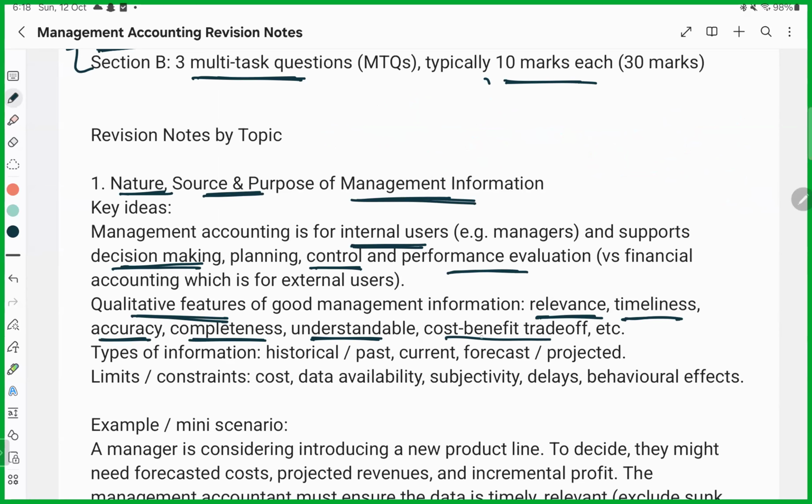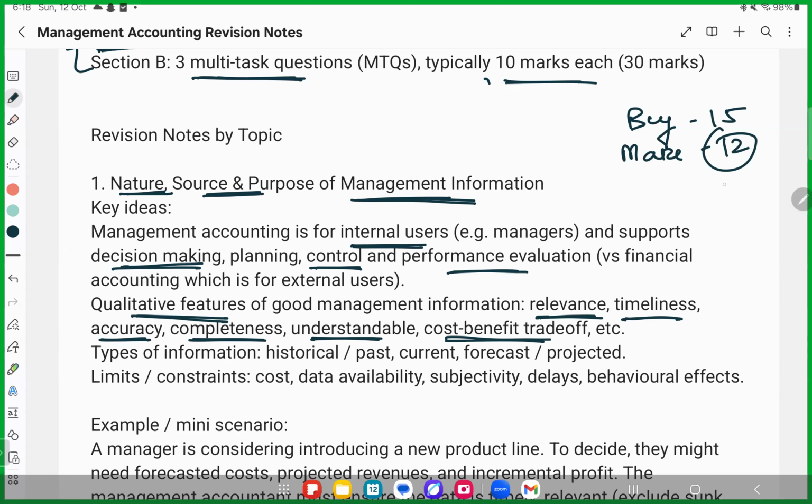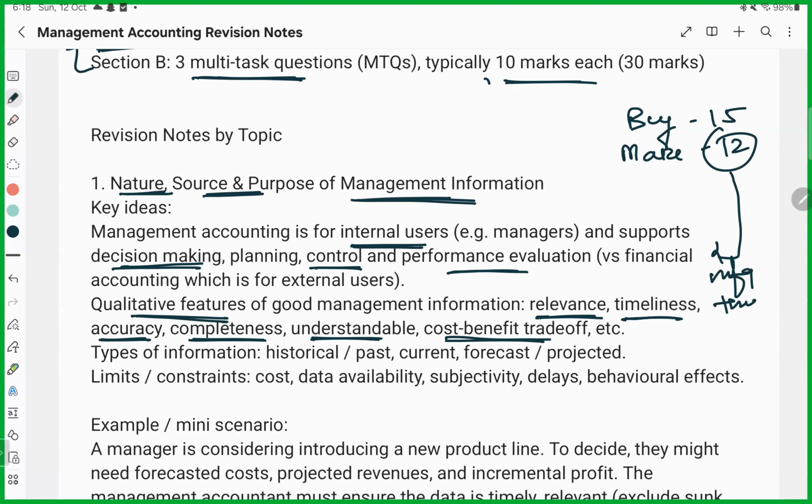Cost benefit trade off. As I previously showed in the previous example, the management has two options: either to buy the product at rupees 15 per unit or to manufacture the product internally at 12 rupees per unit. Which is more beneficial for the management, to buy at 15 or to make at 12? Obviously making at 12 is more beneficial. So management will manufacture this product internally, which will provide a benefit of rupees 3 per unit.